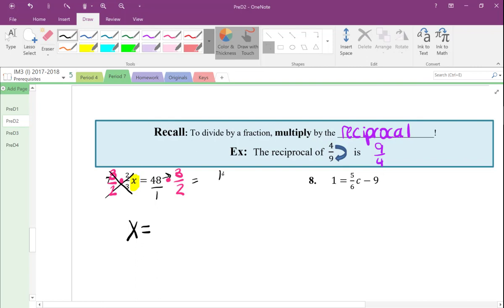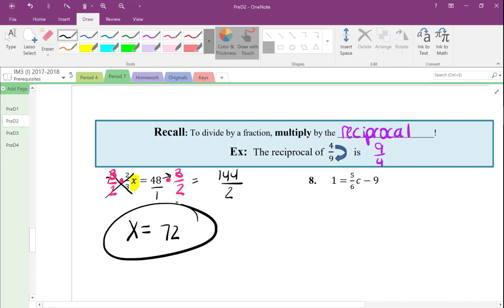Yep, you're right. 144. Remember yesterday we multiplied straight across? That's what we're doing. Okay, 1 times 2 is 2. Now we're here. What's 144 divided by 2? Yeah. 72. It is 72. Good job.